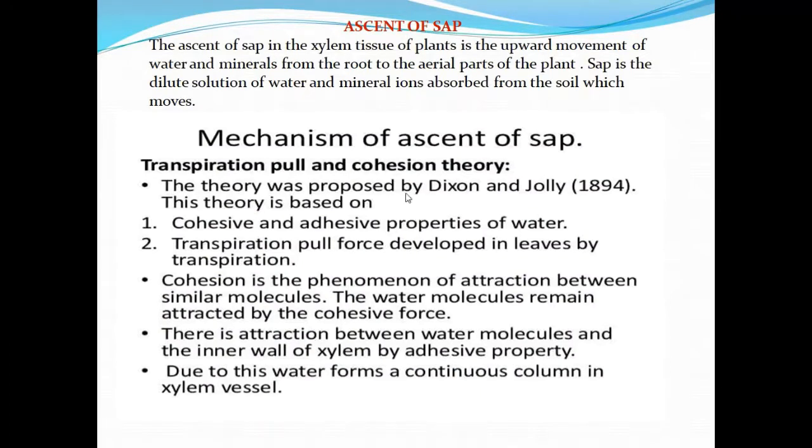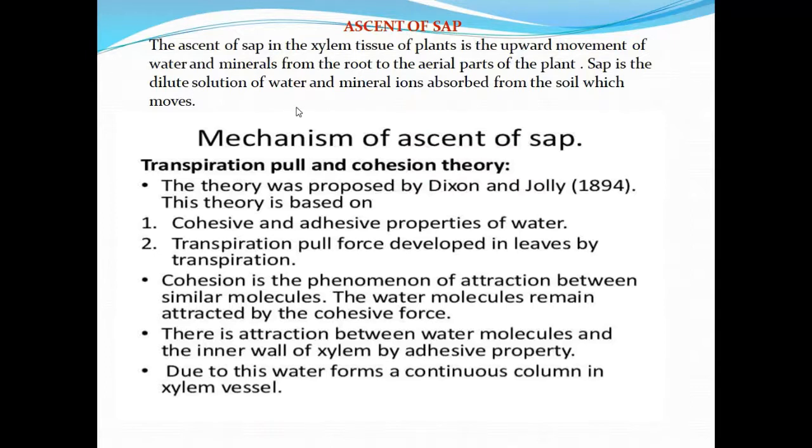So now we must understand this term, ascent of sap. So what is ascent of sap? Ascent of sap happens in the xylem tissue. It is the upward movement of water and minerals that have been absorbed to all the aerial parts of the plant body. Now what do you mean by this word sap? Sap is a dilute solution of water and mineral ions absorbed from the soil. It moves through the transporting channels, that is your tracheids and the vessels.